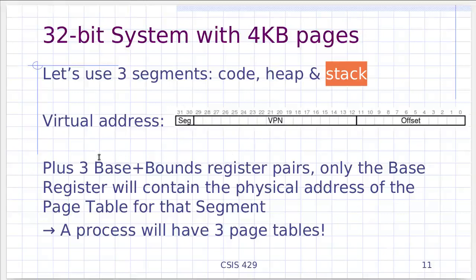So in addition to this, we will want to have 3 base plus bounds register pairs to store the tables, it turns out. And so only the base register will have the physical address. The bounds will just basically tell us how big the tables are. So each process will now have 3 page tables, 3 separate ones, and in this case we're going to start out assuming that the page tables don't have to store all the possibilities, just as many as we need.